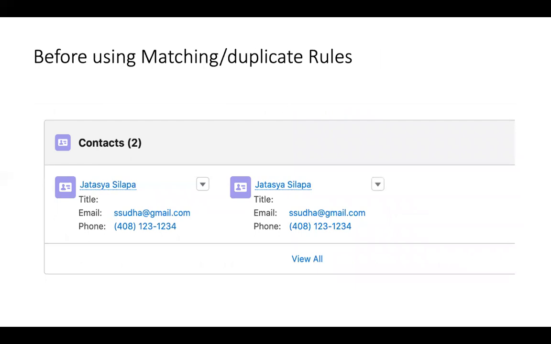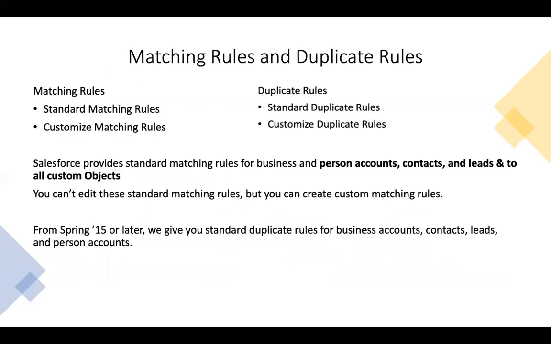I tested it before creating matching rules and duplicate rules, to see how it's created. The first one on the left is the previous record, and the right is the latest record. I created them, and they both are saved. Okay, so matching rules and duplicate rules.